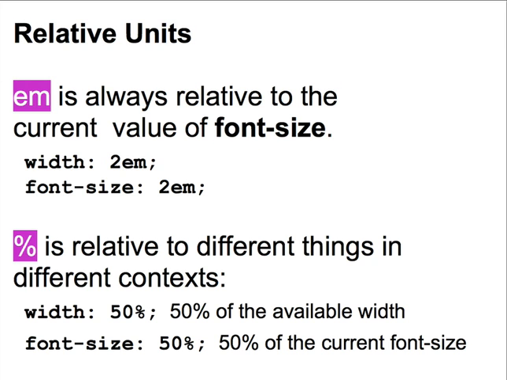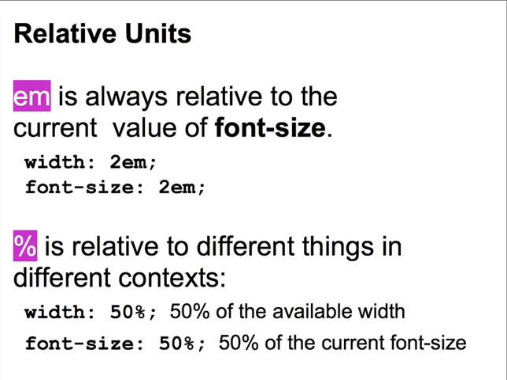Relative units, for instance, the em. Em is always relative to the current value of font size. So when you say width of 2em or font size 2em, that says take the current font size, get its calculated value, and then make it twice that value. It's sort of like saying 2 times the current font size. And it always requires that you get the current font size and then multiply it by the number you use of em. Which is like percentage, although percentage is relative to different things in different contexts.